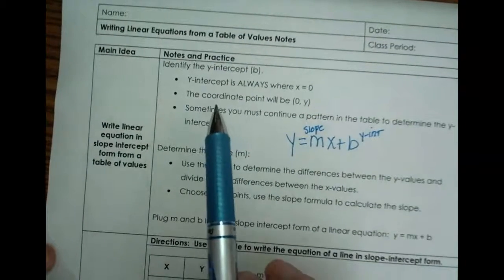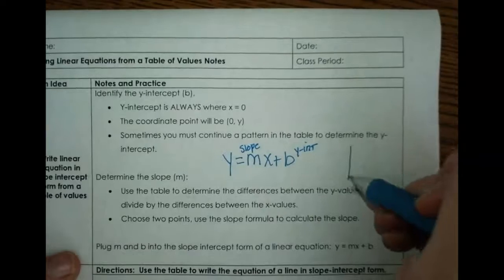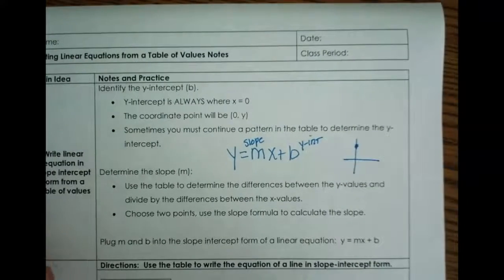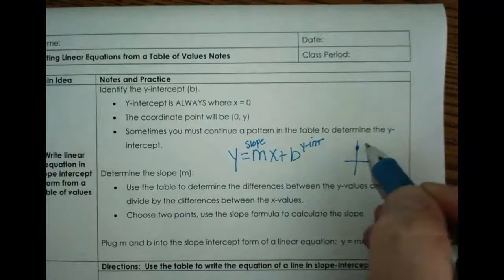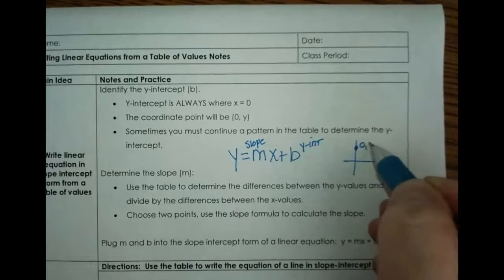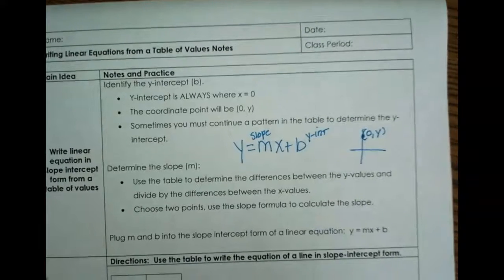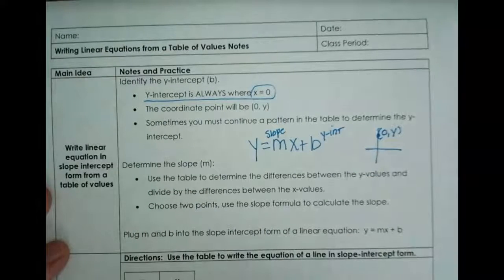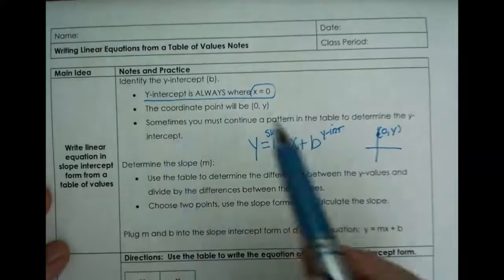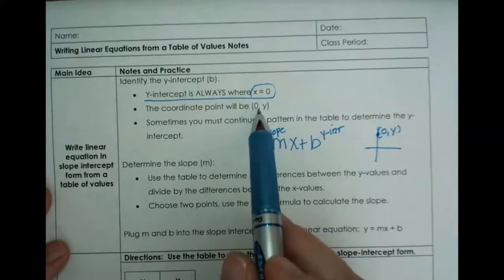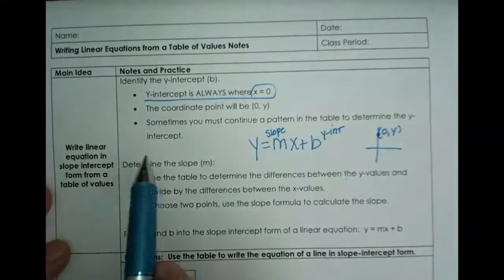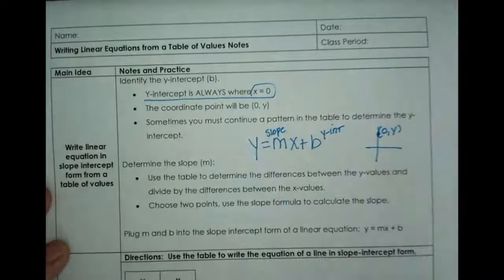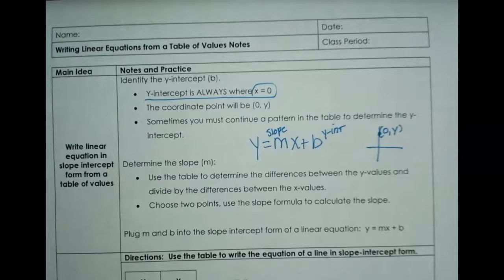So the y-intercept, if you look at a graph, where the y-intercept would be on the y-axis, the x value there will always be 0, and then whatever the y value is. So when you're looking in your table of values, your y-intercept is always where x is 0. So the coordinate will always be 0, whatever the y value is there. Sometimes you must continue a pattern in the table to determine the y-intercept, because you can't see the 0. I'll show you what that means in just a couple minutes.